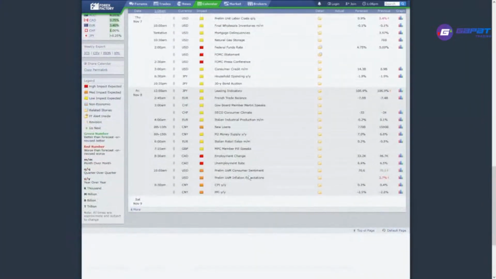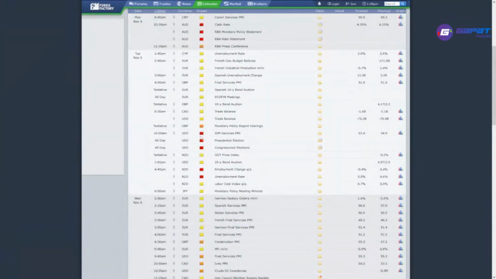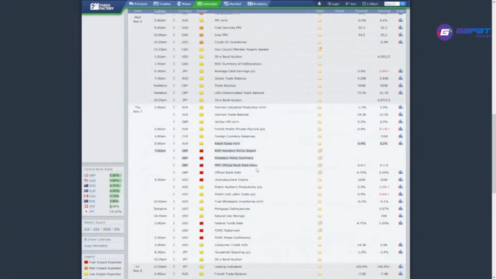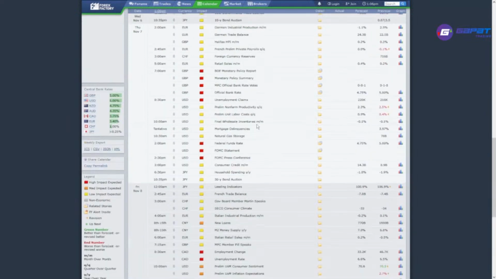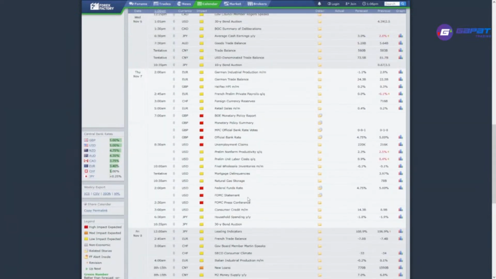Okay. Yeah. So we could have extreme volatility this week with the election. And also we have Aussie and we have the pound interest rate. Oh, and dollar FOMC. Yeah. This could be an extreme week.